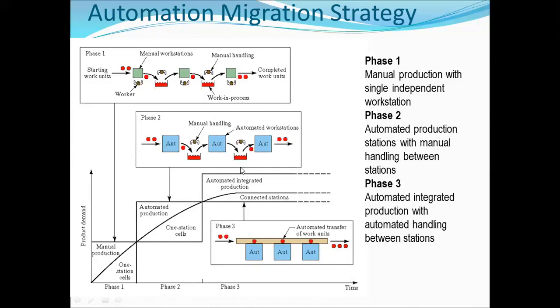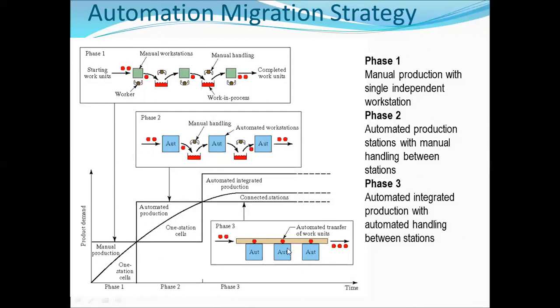In the third phase, we have automated integrated production with automated handling between the stations, because this will also reduce the delay time. You can easily find out that if the job is over in the previous station, then a command can be given, and on the basis of the command, the part can be moved automatically to the next system. So there is very little interaction of the human being.